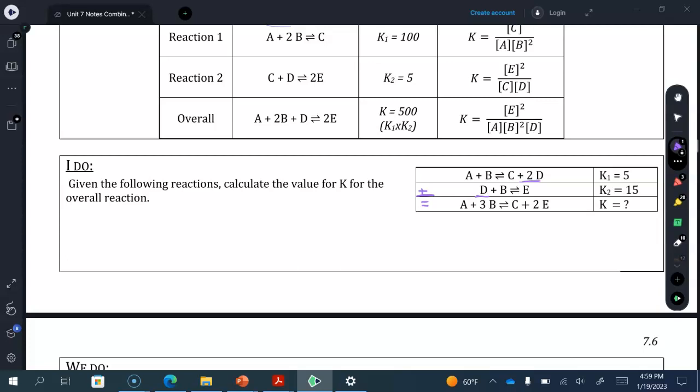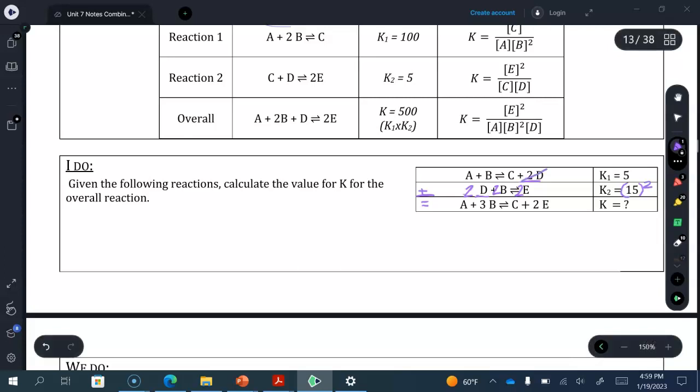But if we also pay attention, I see I need a 2 in front of the E, and I need a 2 to cancel out that D. So I'm going to multiply all of this by 2. So 2 here, 2 here, 2 here. That tells me I'm going to square this.